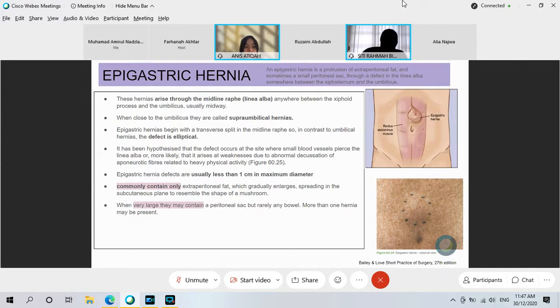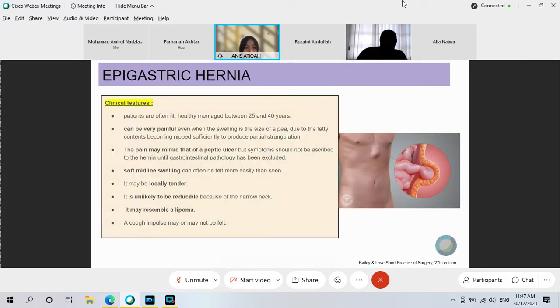Epigastric hernia defect is usually less than 1 centimeter in maximum diameter, commonly containing only extraperitoneal fat which can enlarge, spreading in the subcutaneous plane to resemble the shape of a mushroom. When it becomes very large, there may be a peritoneal sac, but rarely any bowel. More than one hernia may be present, but usually this is a very uncommon type of hernia. Okay, next.